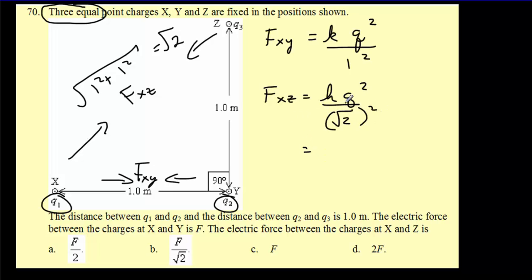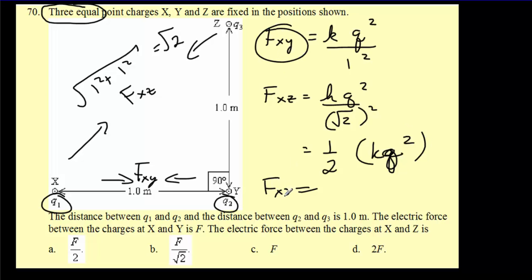And that means that I can rewrite this as 1 over 2 times kq squared. Well, kq squared, that's simply Fxy. And that means Fxz is equal to 1/2 of Fxy. And so the correct answer here would be A, F over 2.